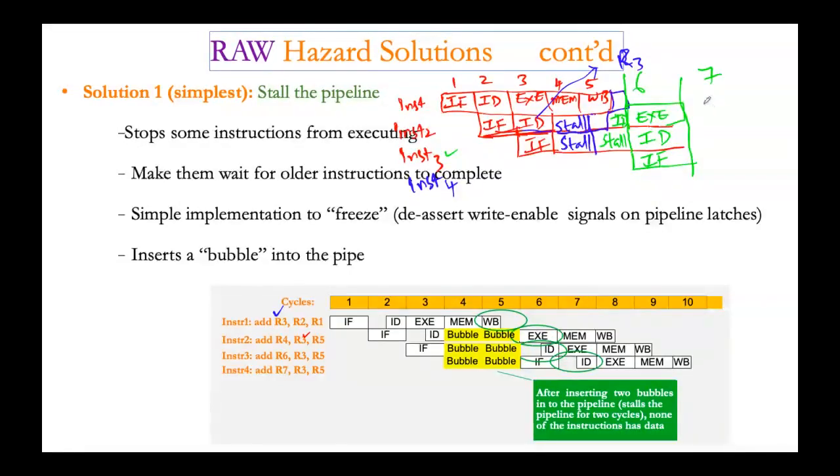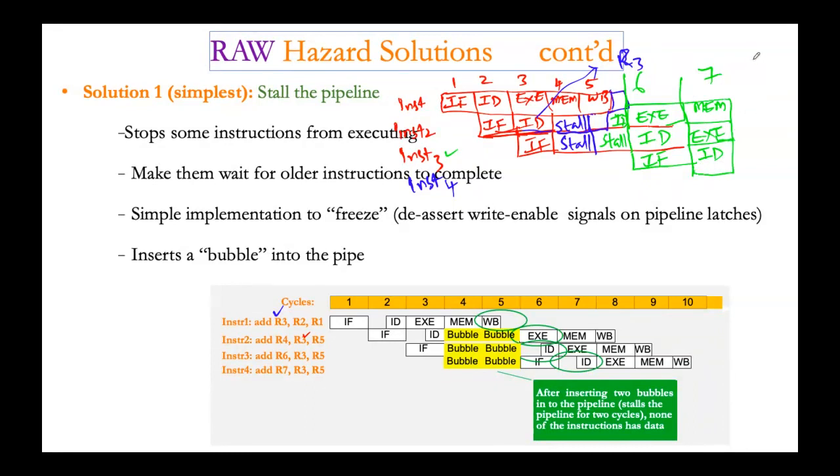Then in the seventh cycle, your second instruction will enter the memory access mode, and then the execution stage will become idle. So your third instruction will enter the execution mode. When the third one gets to the execution cycle, your fourth instruction will enter the instruction decoding.